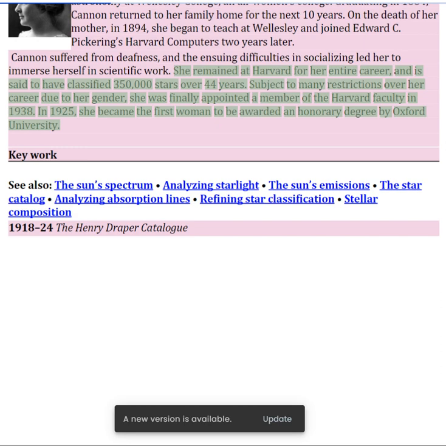Subject to many restrictions over her career due to her gender, she was finally appointed a member of the Harvard faculty in 1938. In 1925, she became the first woman to be awarded an honorary degree by Oxford University.